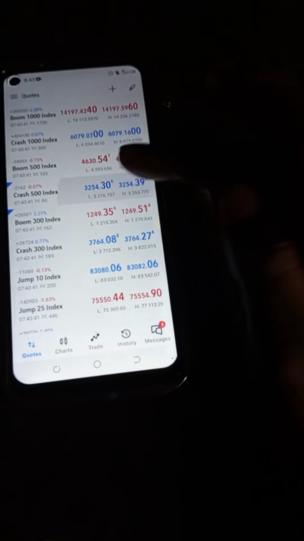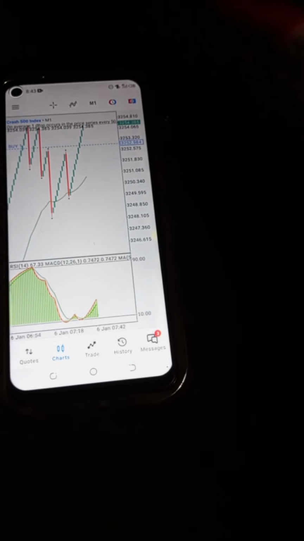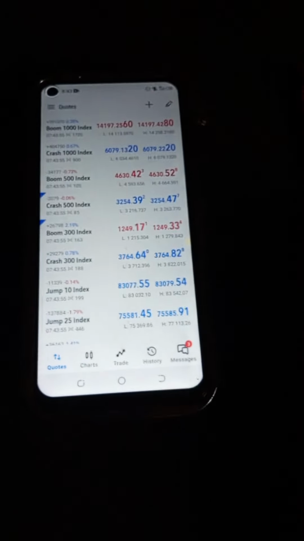Guys, we did not see this, guys. This is a very perfect entry to pick your 5 candlesticks and leave the market. So guys, let's check our Crash because we are picking 5 candlesticks. 1, 2, 3, 4. It's remaining 1 candlestick for us, guys. Then we'll leave the market.